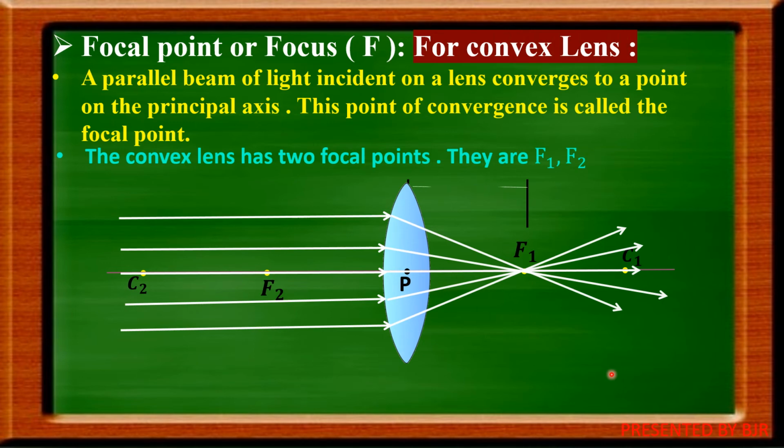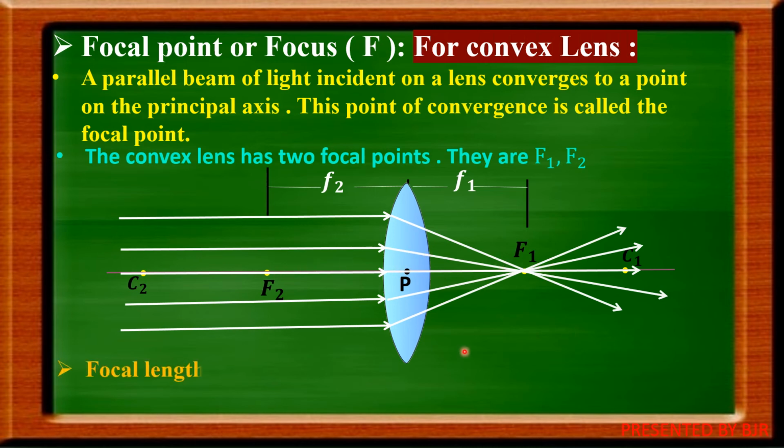The distance between the optic center, that is P, and the focus or focal point is called focal length. Here I am showing F1 and F2. Focal length of a lens is denoted by small f. So from here to here it is f1, and from here to here it is f2.